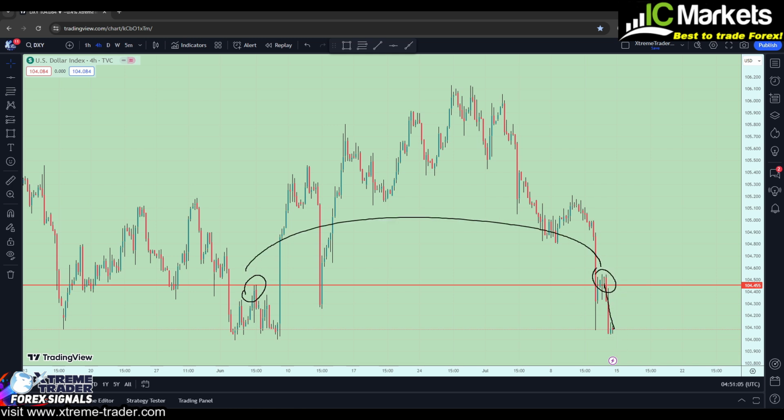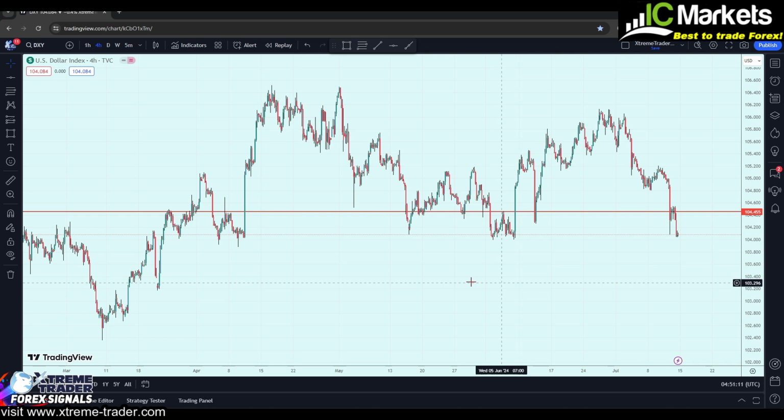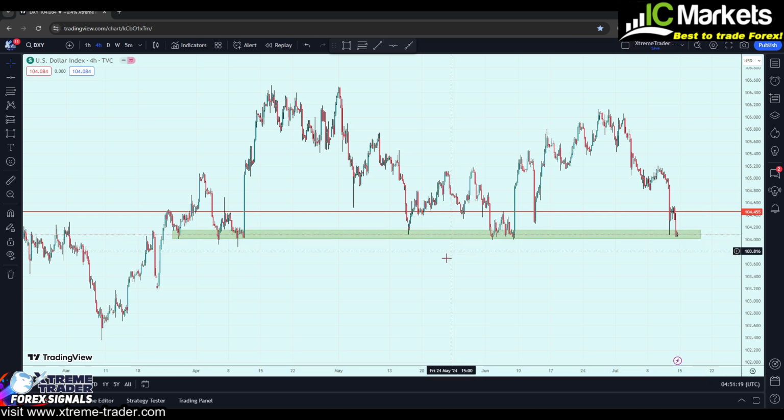Now, as we can see right here, let me just delete this. Okay, so now we can see clearly that we had right here a support level. So right now we are actually on this support zone, so we can expect a pullback to happen by the opening of the market on Monday, and we can expect the same level of resistance to be respected.